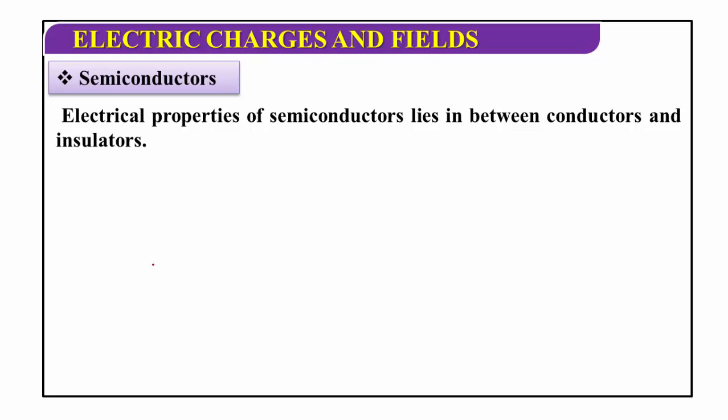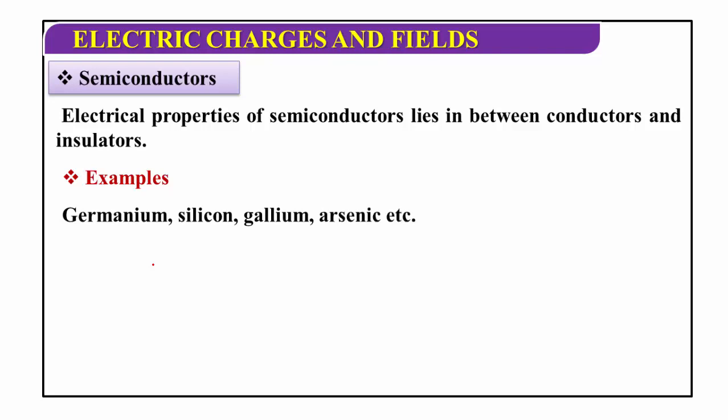Conductor means the material which allows the flow of electric charge. Insulator means the material which does not allow the flow of electric charge. But semiconductor means the properties lie between conductors and insulators. The best examples for semiconductors are germanium, silicon, gallium and arsenic.